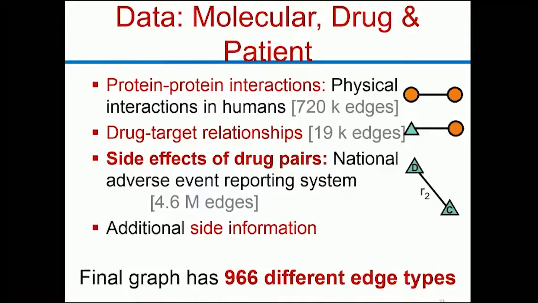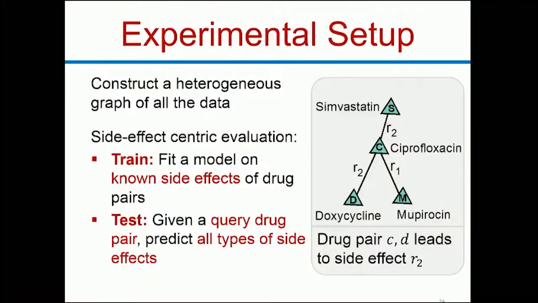For the experiments, to construct the heterogeneous graph, a large molecular drug and patient dataset was used. In particular, protein-protein interactions that are physically documented in humans, drug-target relationships, and side effects of drug pairs from a resource developed at Columbia University were also used. So altogether, that resulted in a heterogeneous multimodal graph that we have seen before with around 1000 types of edges.